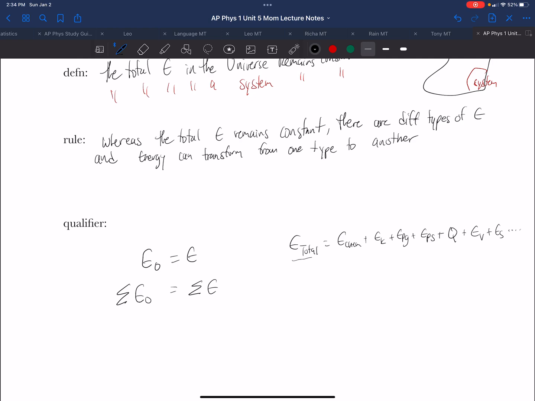So the total may remain constant, but we could have chemical energy becoming kinetic energy. We could have kinetic energy becoming gravitational potential energy, becoming energy of a spring, becoming thermal energy as vibrational energy, and vibrational energy could become sound. Now, I just randomly chose the order that I wrote these types of energy. These arrows can be drawn in almost every which way we want them to be drawn.